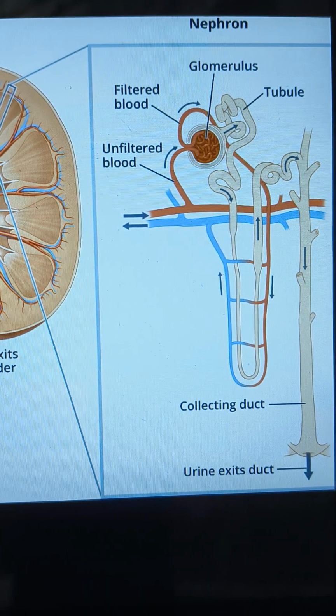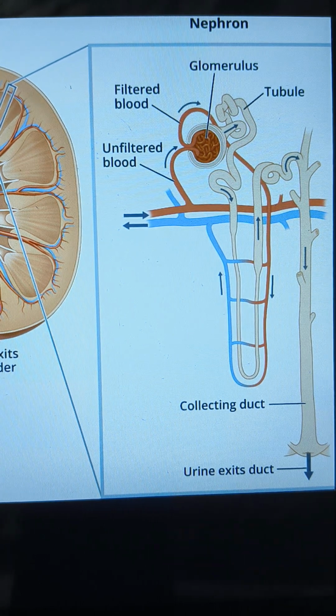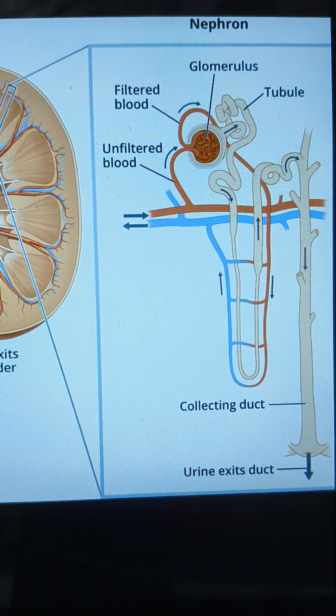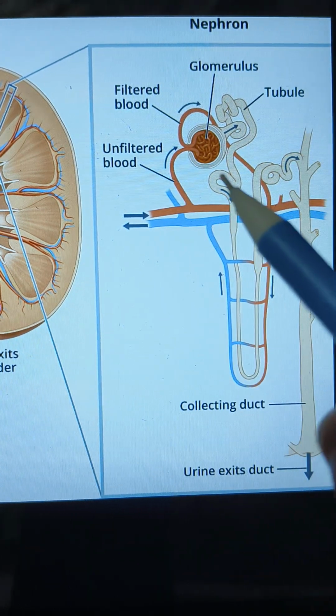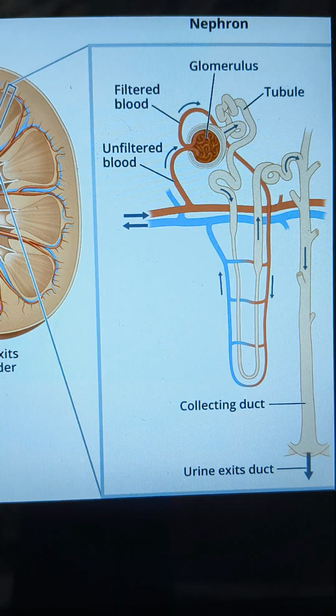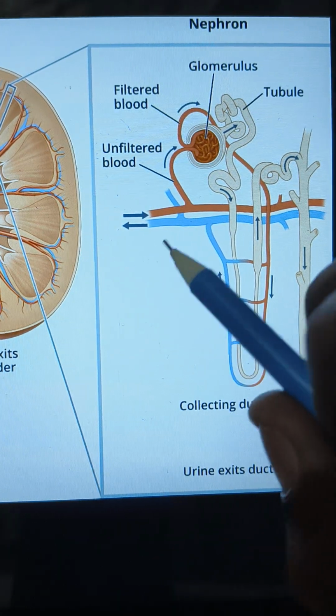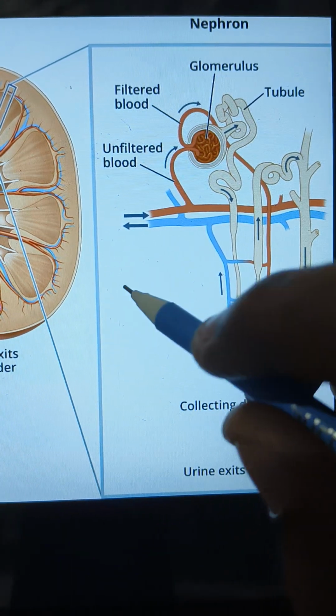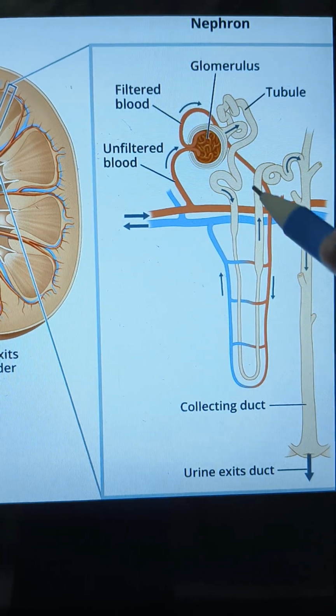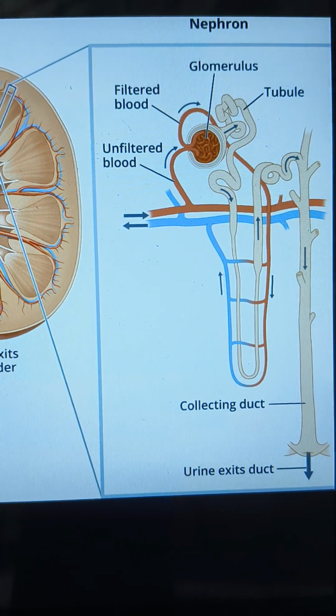So if a kidney works efficiently, then a kidney filters 180 liters of blood in a day. 180 liters. Yeah, 180 liters. And 125 ml per minute, the kidney filters blood through the nephrons.